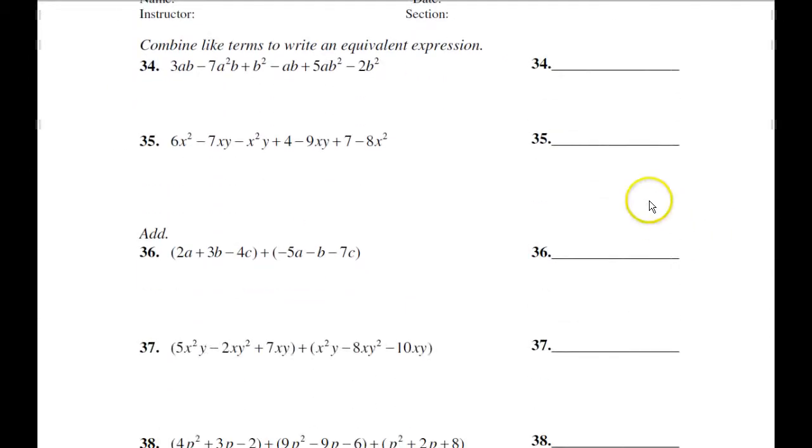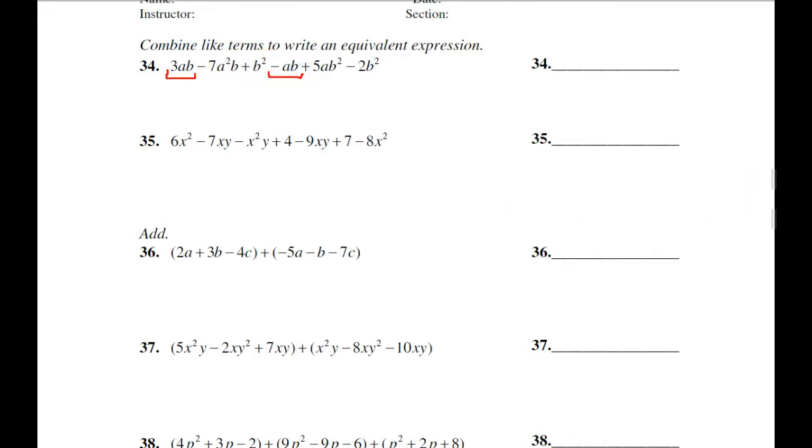And now they're just giving us some practice in combining like terms. So what I want to show here is what strategy, what technique might you use? Well, I think going down the row, we want to identify our like terms. So anything with just a plain ab would be a like term.